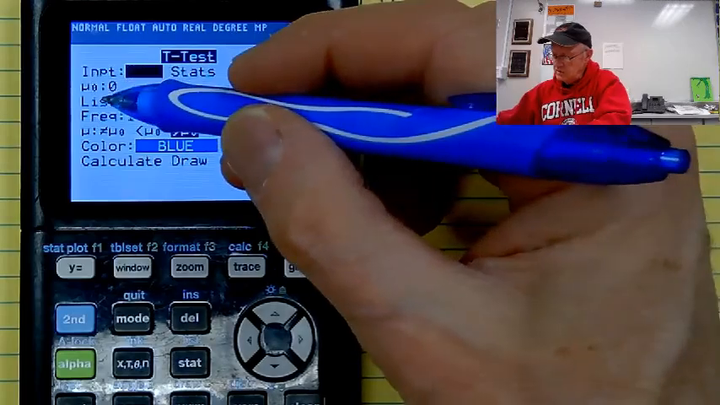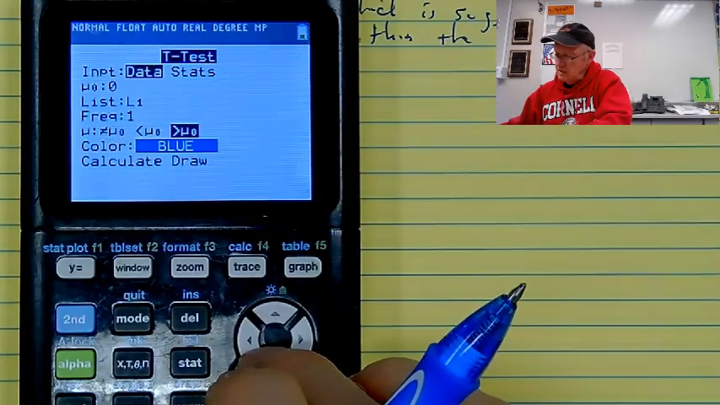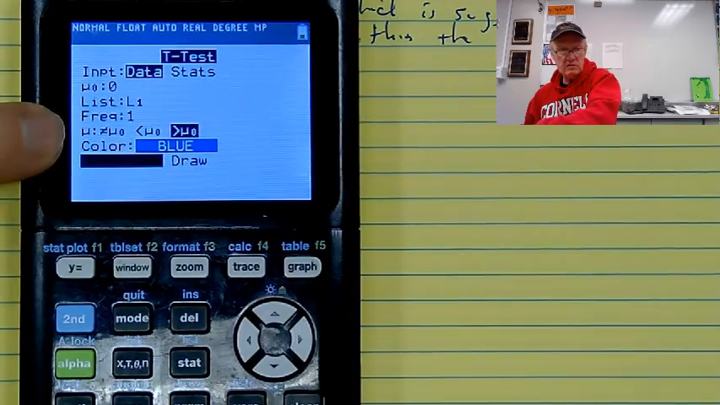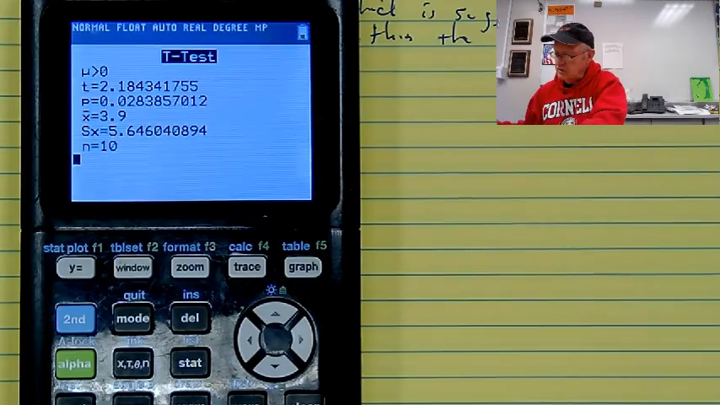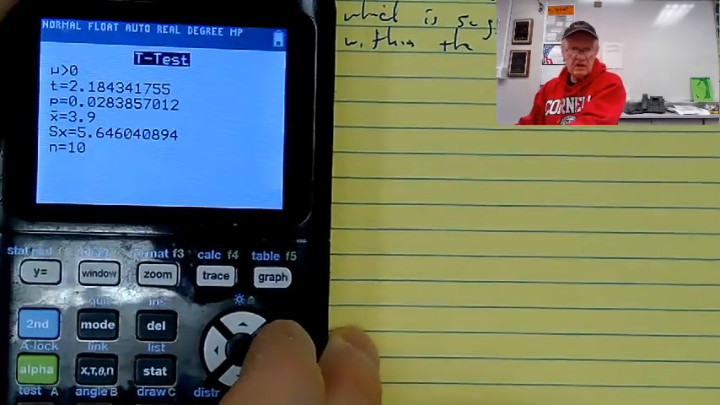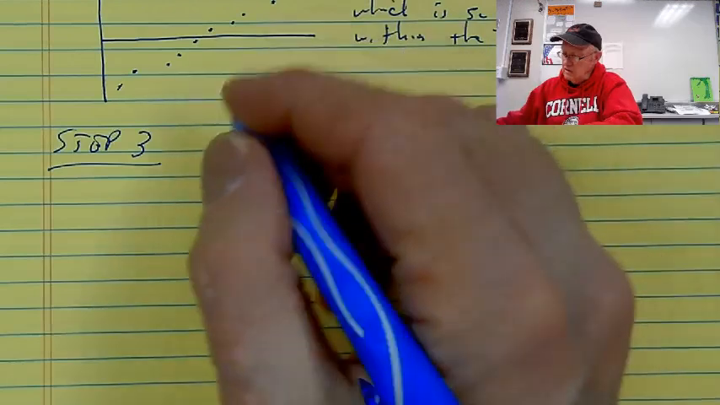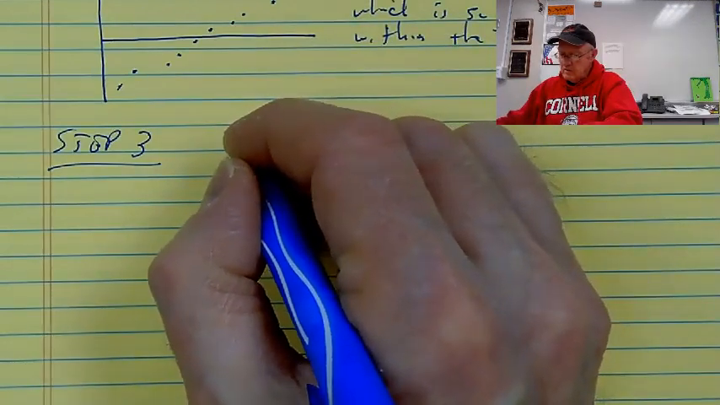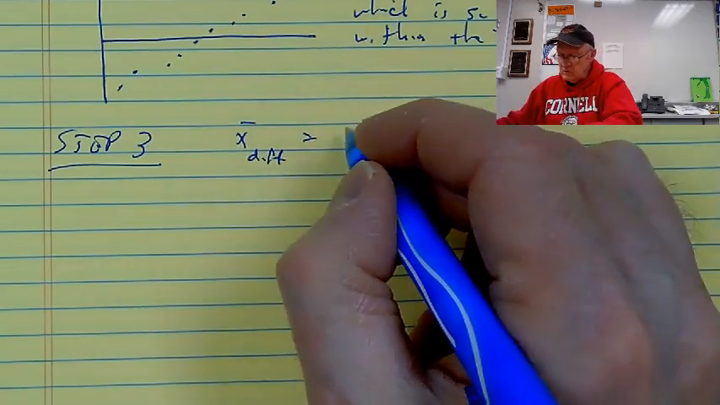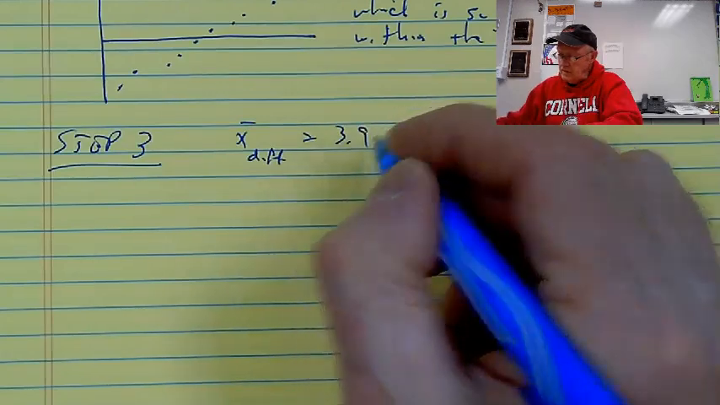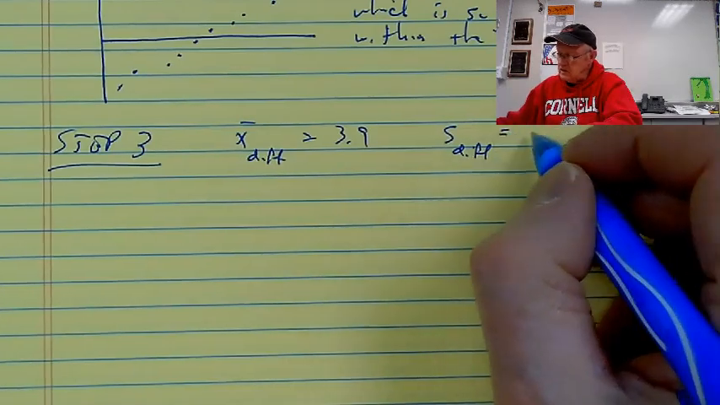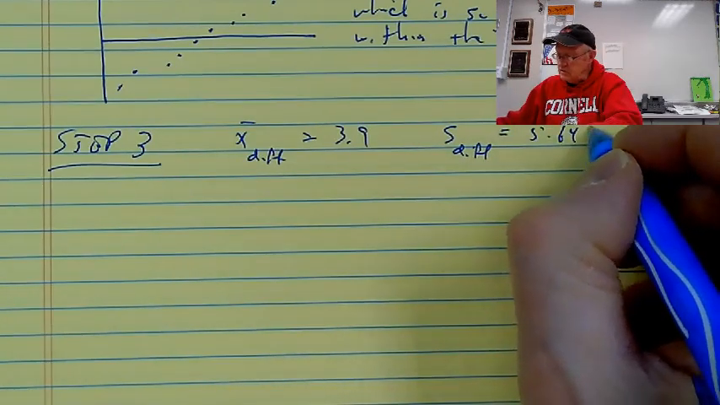Okay, so let's look at what we get here. Come down here, everything looks good to me. And this is a one-tailed test, not a two-tailed. Okay, so hit calculate. I'm going to write down these numbers because it's almost as if whoever designed the calculator knew that you're taking AP statistics. I see x bar diff, don't forget the subscript, is equal to 3.9, and I see S, that's the sample standard deviation, is equal to 5.646.